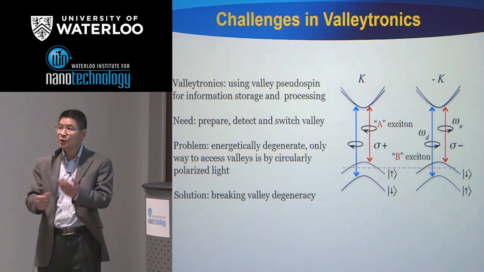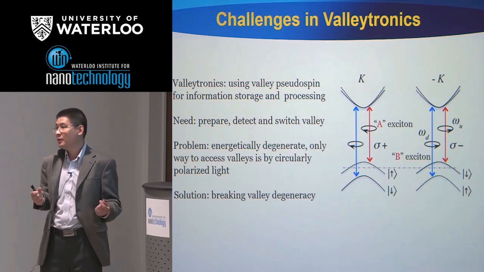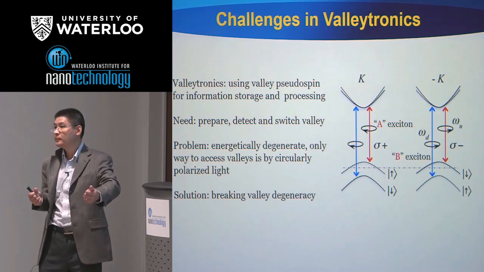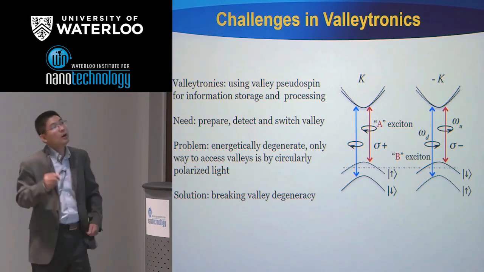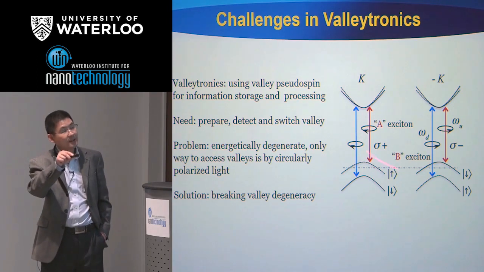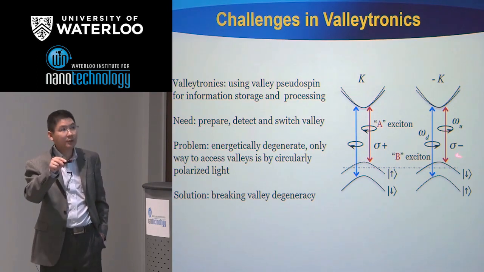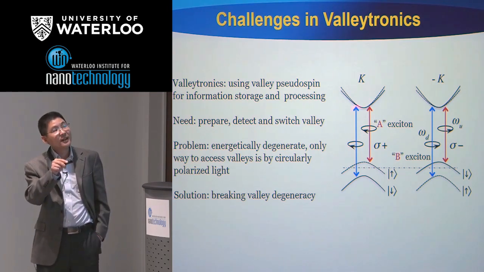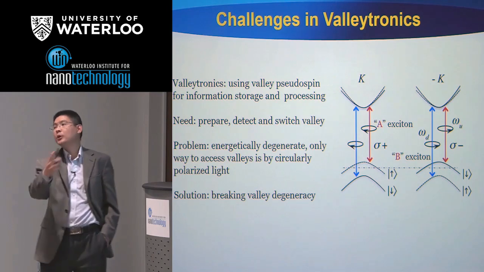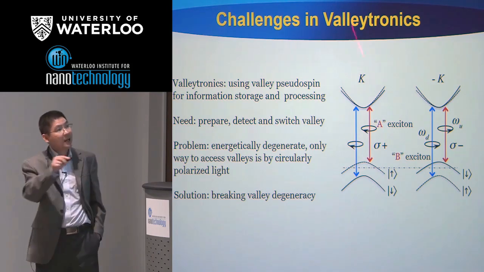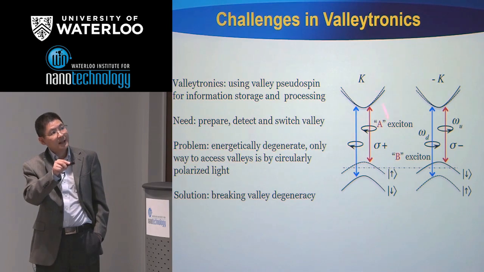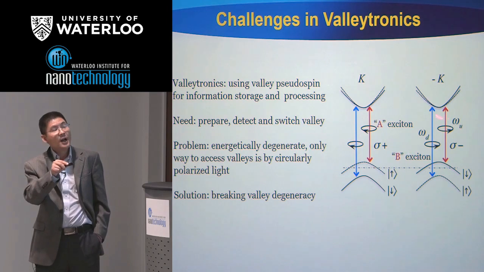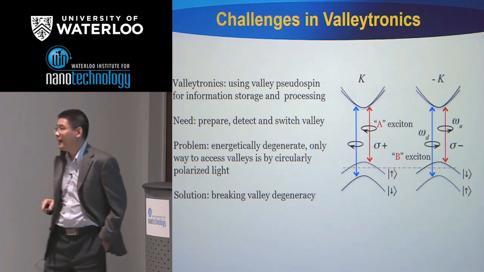And you need to be able to detect the valley polarization, and you need to be able to control it, to be able to switch it. Now, because these valley states are energetically degenerate, the only way to access a certain valley is using circularly polarized light. For example, if you use left circularly polarized light, you will be able to access the K valley, and if you use right circularly polarized light, you will be able to access the other valley.